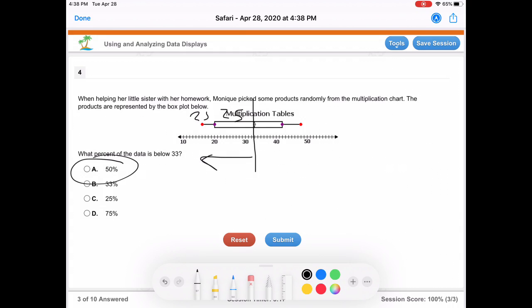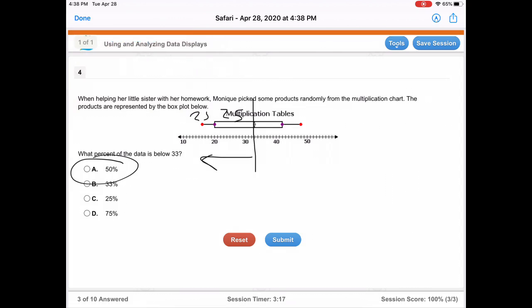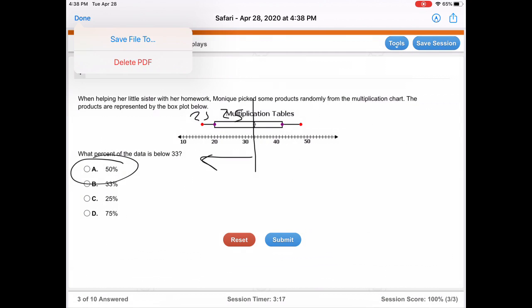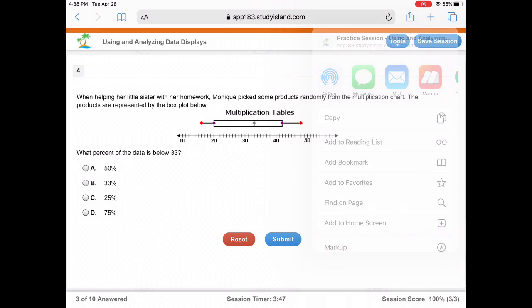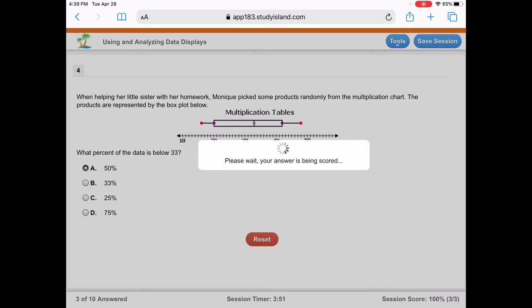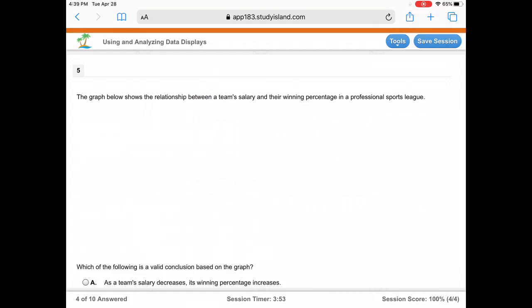So that's kind of understanding how a box and whisker is set up here, or some people call them a box plot. So 50% is less than 33.